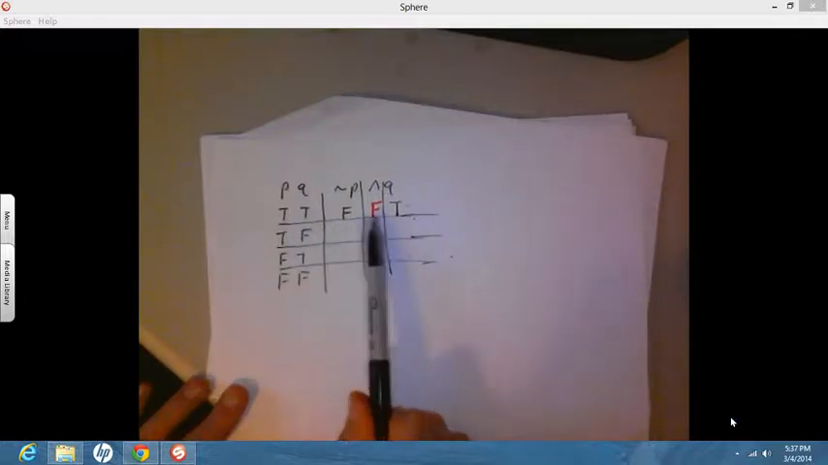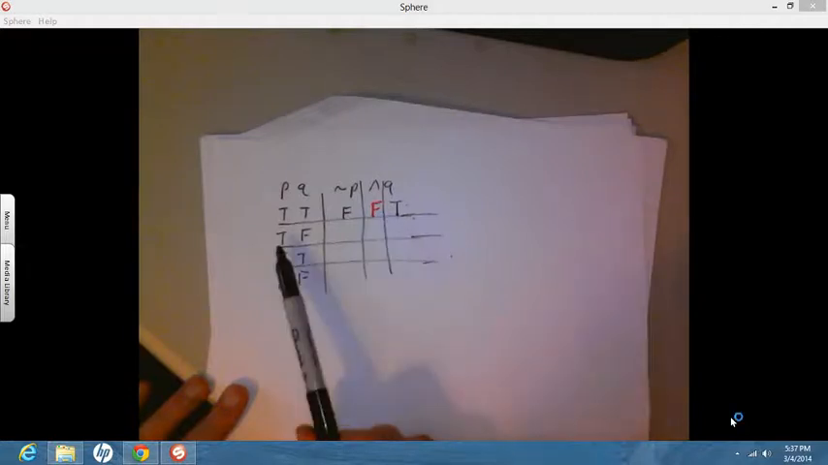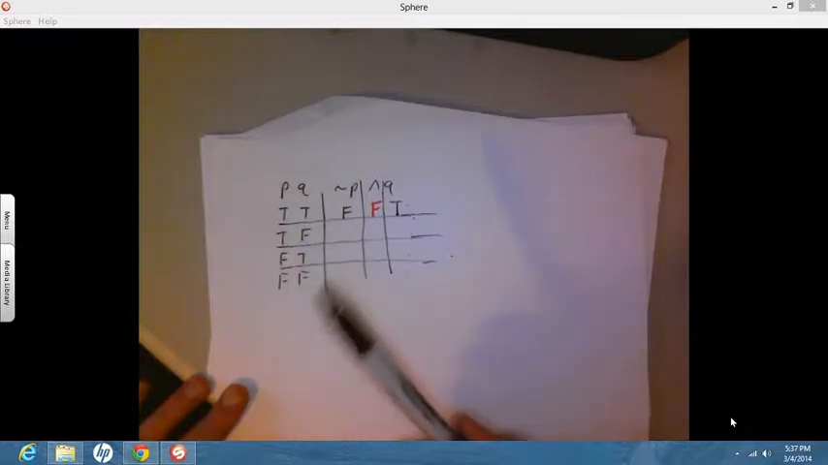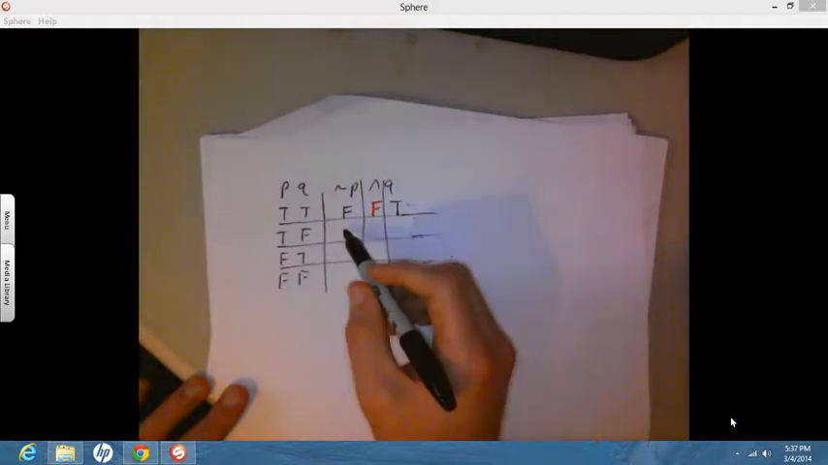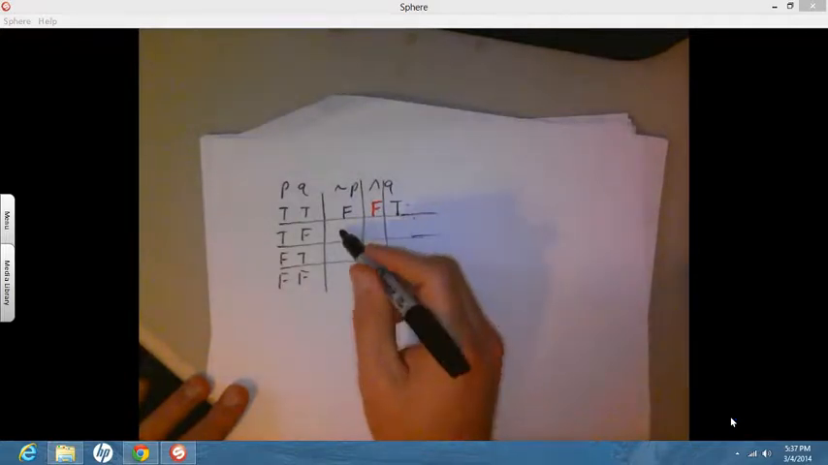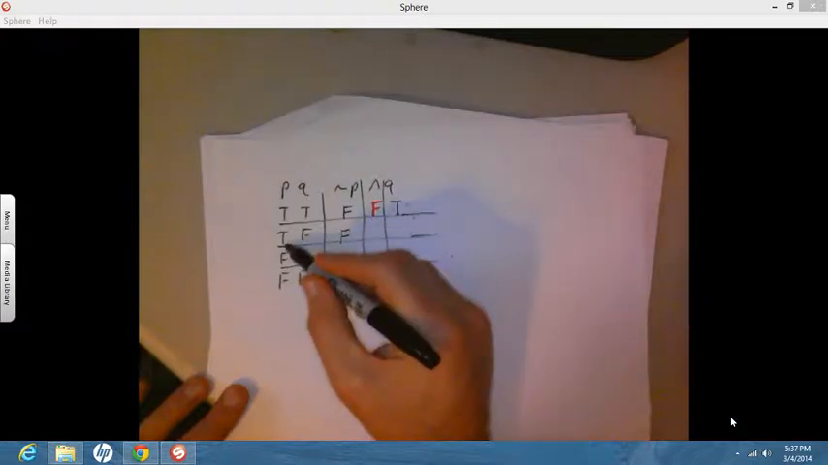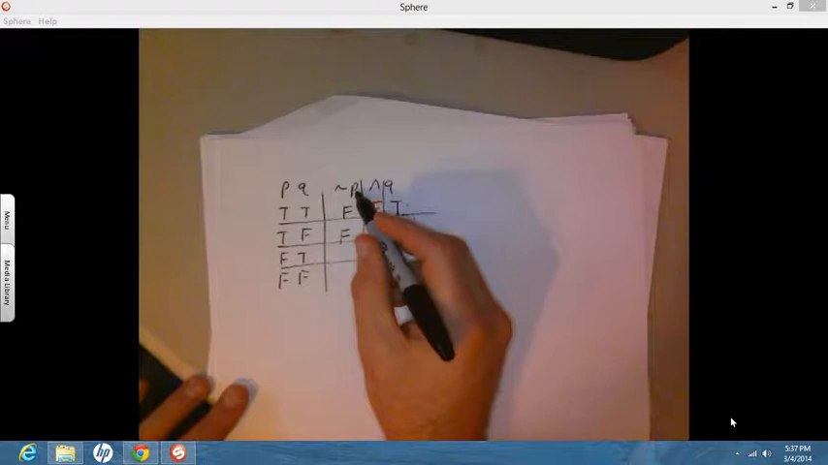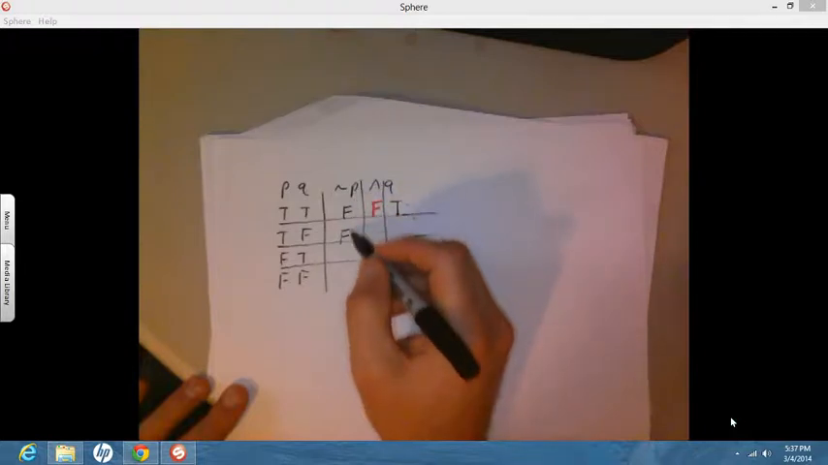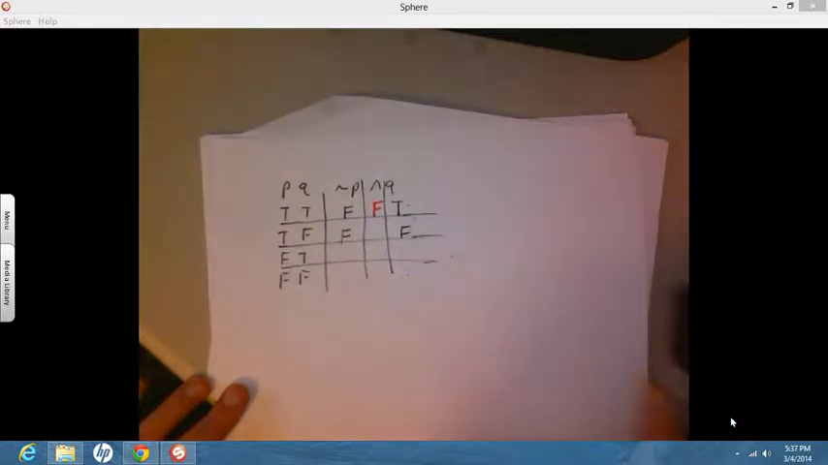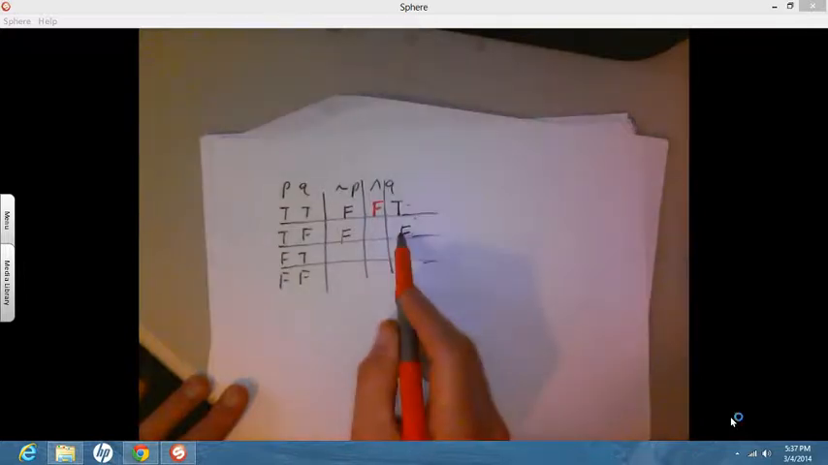So what happens if my inputs are P is true and Q is false? Well, let's look at the conjunctive. P is true, so not P is false, because my value of P is true, but I'm negating it in this column. So if P is true, not P is false. The value of Q is also false. And remember, for the conjunctive to be true, I have to have a true here and a true here. But they're both false. So again, this is false.